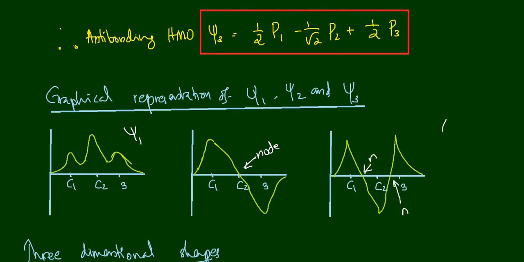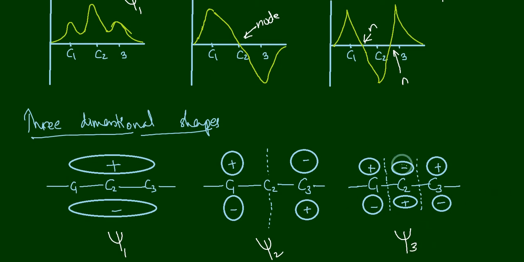Okay, two nodes are there, and the first node is coming in between C1 and C2. Second node is coming in between C2 and C3. But in psi 2, the node is coming at C2. Okay, so you can see this here itself, in between C1 and C2 here is a node. Here also in between C2 and C3 there is a node, but here the node is coming at C2 itself. Okay, so these are the three-dimensional shapes.